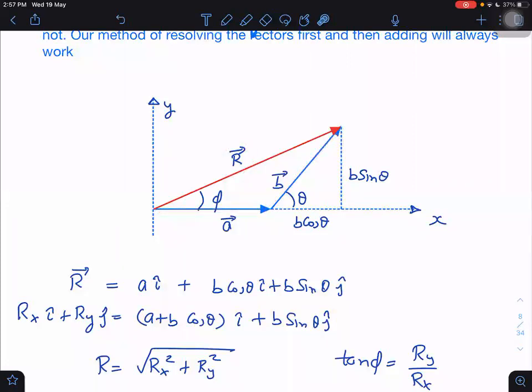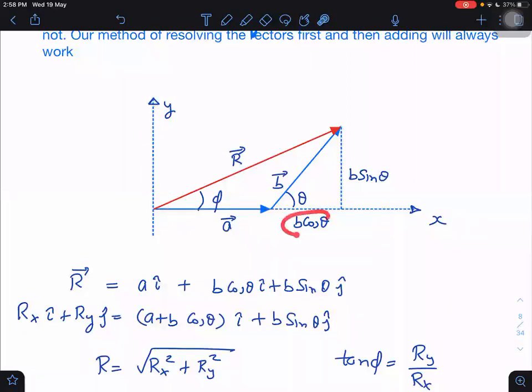The examiner has not given me the x and y axis. I have drawn this x and y axis here. He has simply given me two vectors. As I told you before, I will prefer to take one vector along one of the axes, so that one angle will automatically become 0 degrees. What angle does A make with the x axis? A makes angle 0 degrees with the x axis. The other axis I will take perpendicular to the x axis.